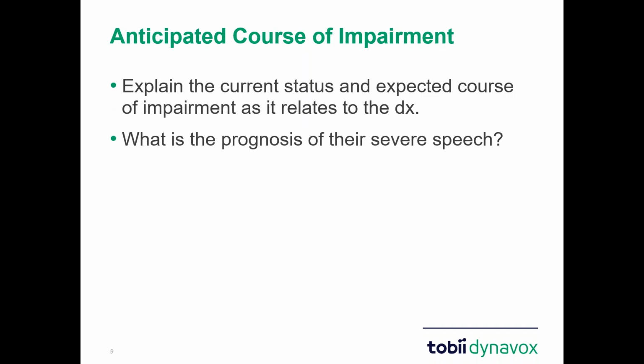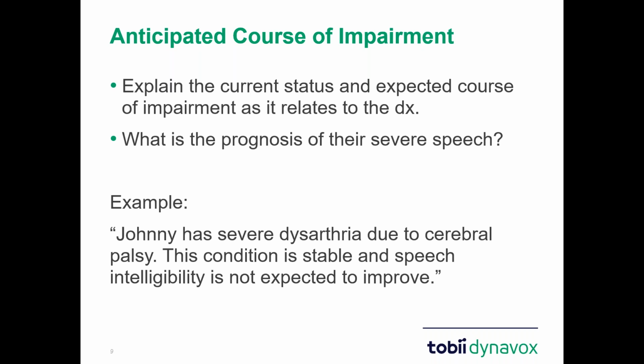So in the anticipated course of impairment, you're just talking about the prognosis of the speech. So explaining their current status and then what you expect to happen relating to the diagnosis. So if they're autistic and they're nonverbal, or they're ALS and it's progressive in nature, obviously that's not planning. We're not planning on that getting any better.